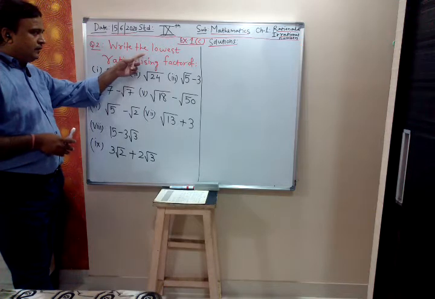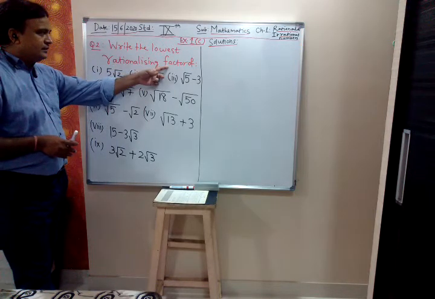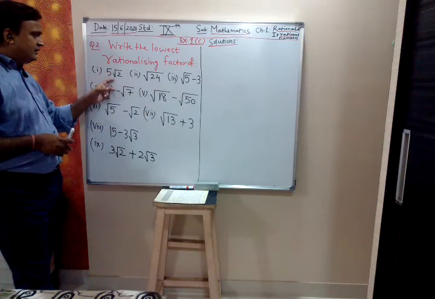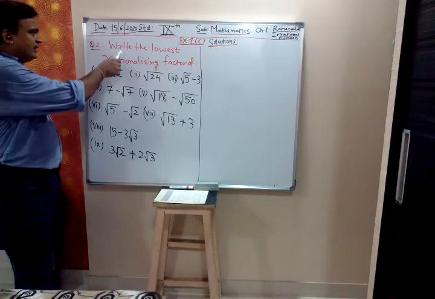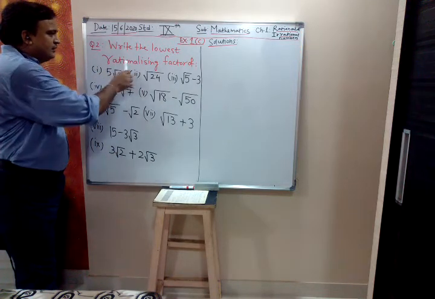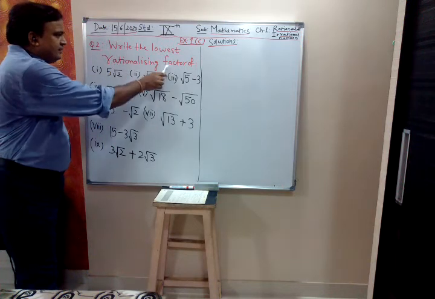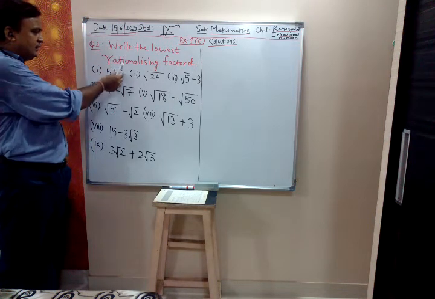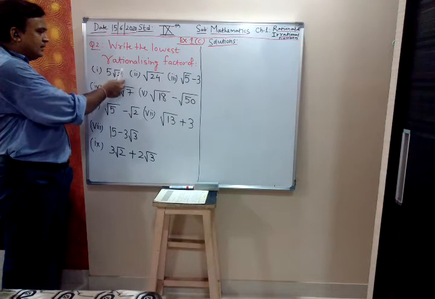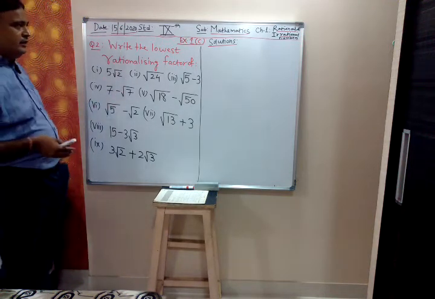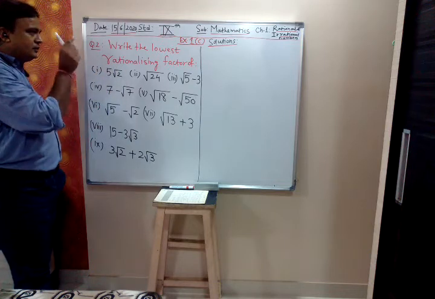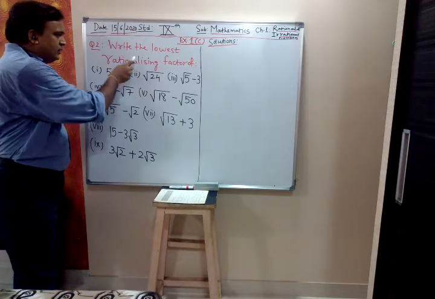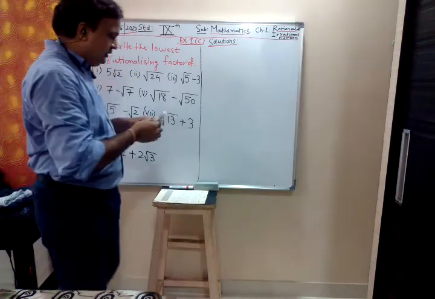So rationalizing factor means all are given irrational numbers here. In this exercise all are irrational numbers. It is asked to find the lowest rationalizing factor. Rationalizing factor is that number when you multiply it to the given number the irrational number becomes a rational number. So that smallest number, that lowest number is called the lowest rationalizing factor. Let us take the first one.